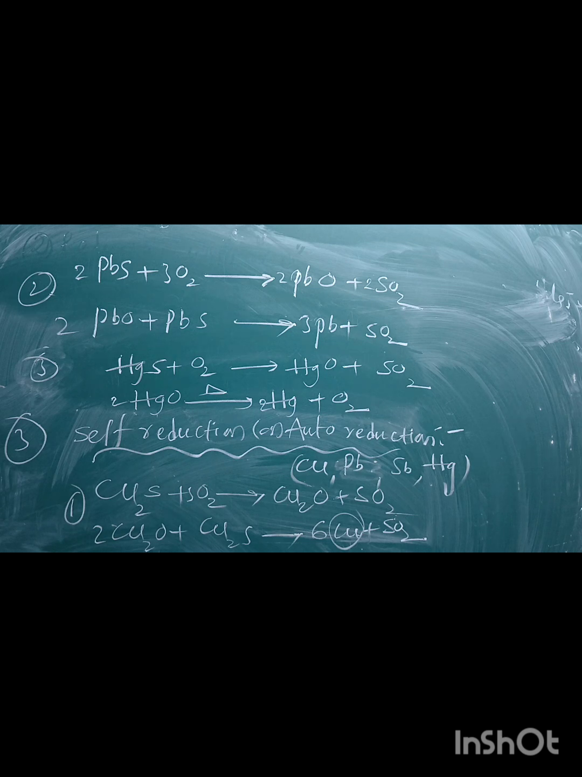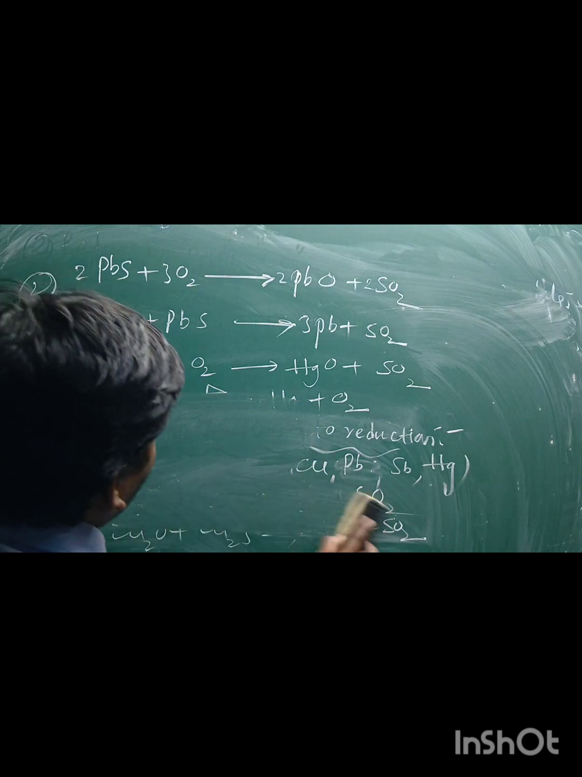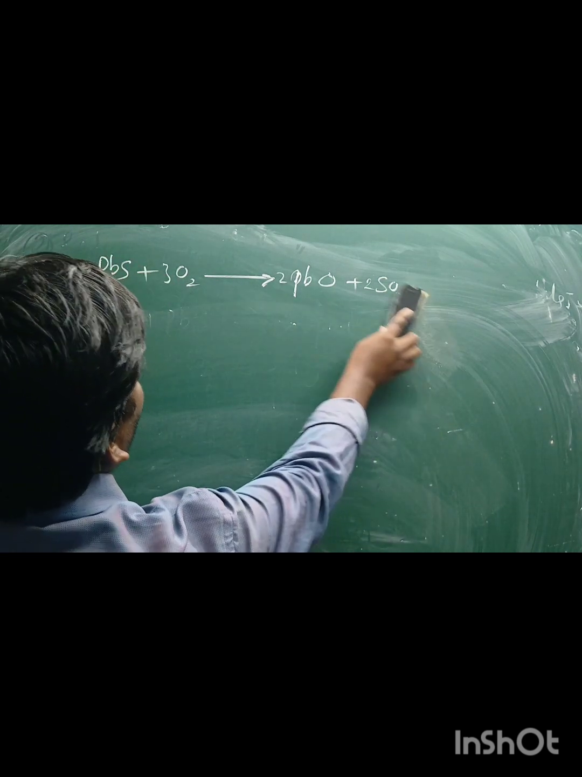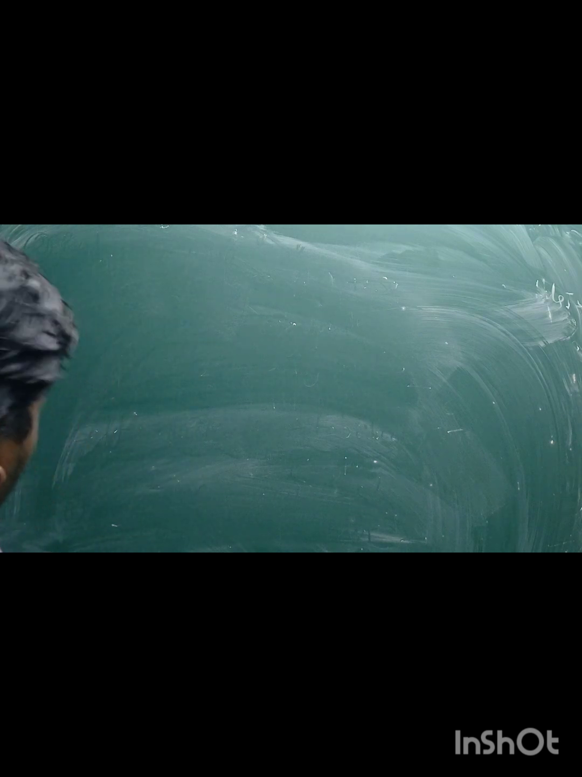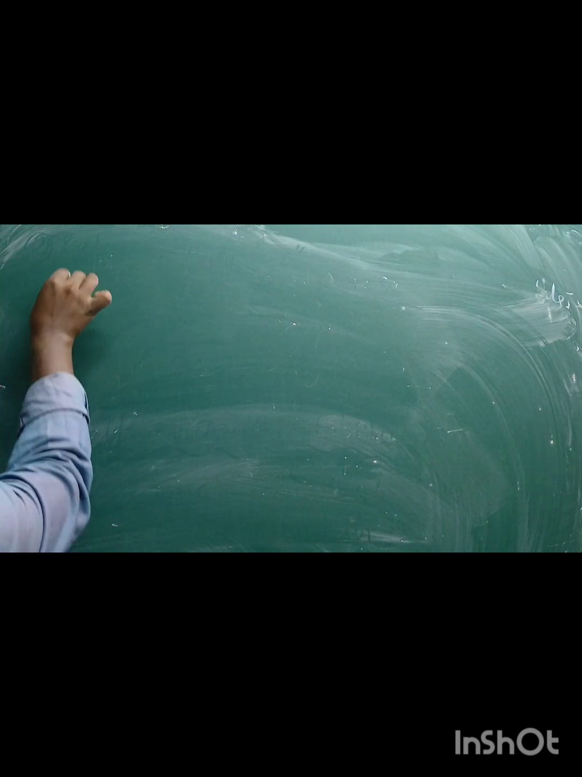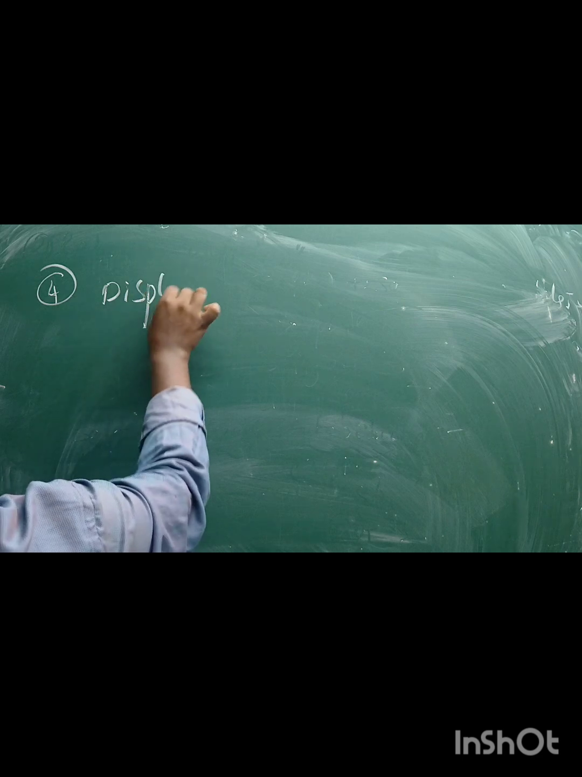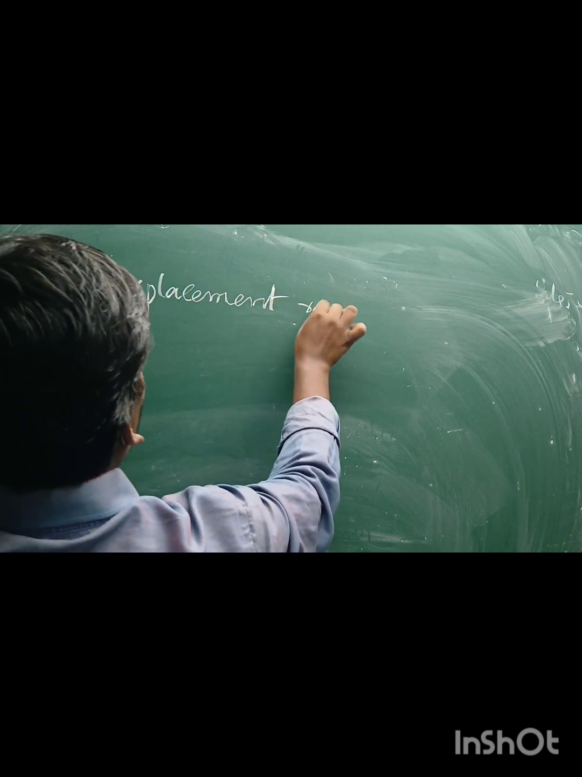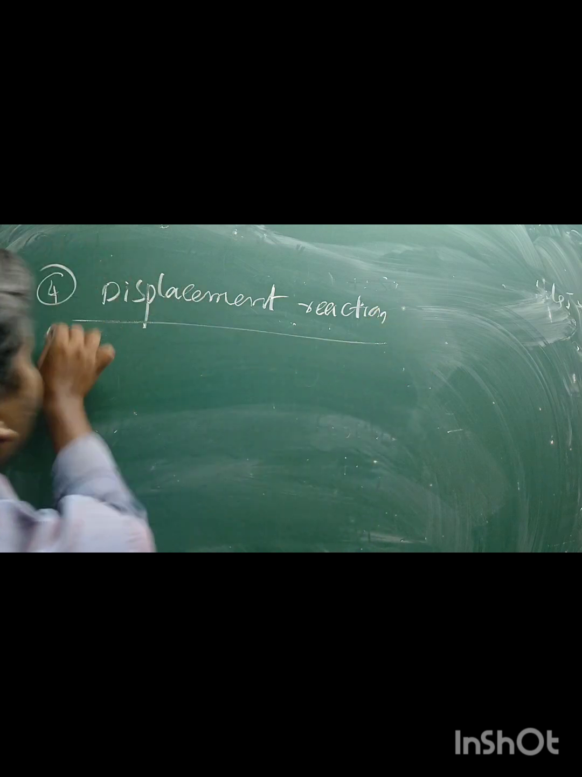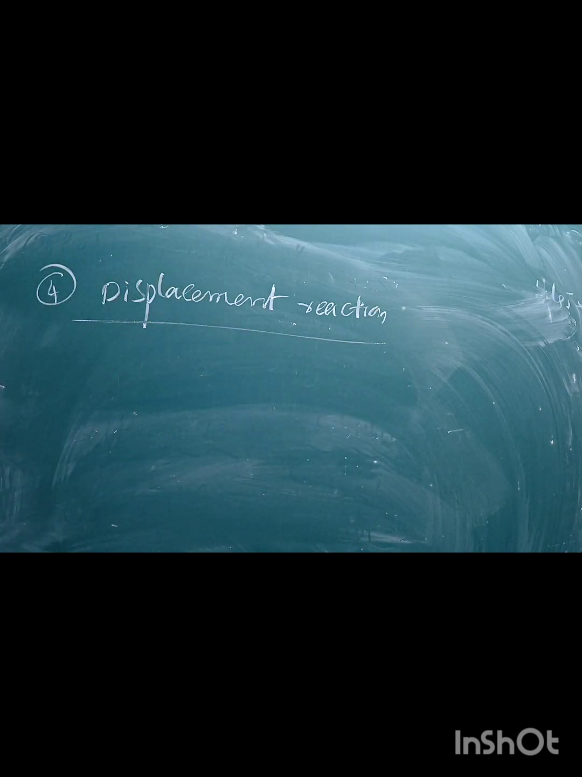And another one is displacement reaction. Actually here, aluminum thermite reduction. It involves reduction of aluminum oxide, chromium oxide, manganese trioxide with the help of thermite reaction. Okay, what is thermite reaction, sir?